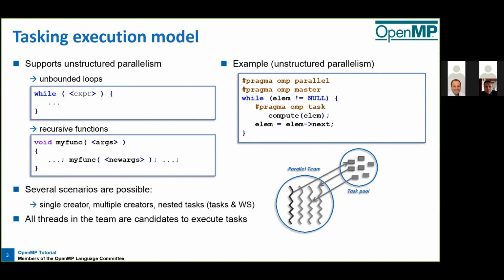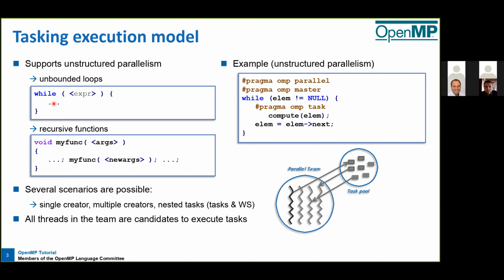So let's take a closer look at the execution model with some example code, although I explained all the concepts already, at least this is what I believe. So I said tasks are useful for irregular or unstructured parallelism. Think of this while loop. As long as an expression is true, we have to do some work. We can't apply the for or the do work sharing constructs on such a code because we don't know the number of iterations.